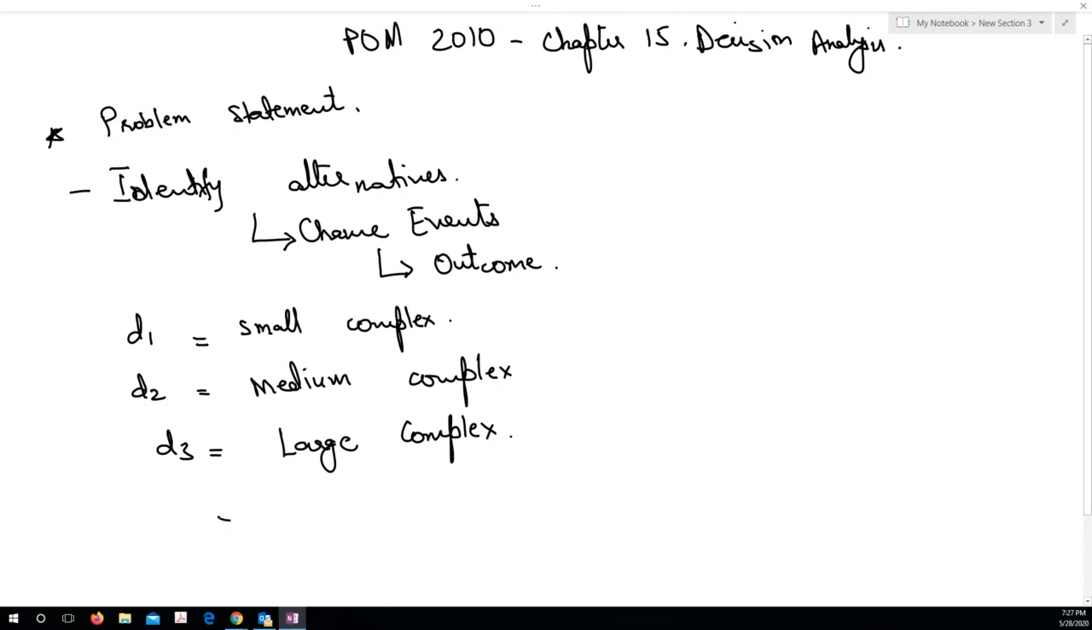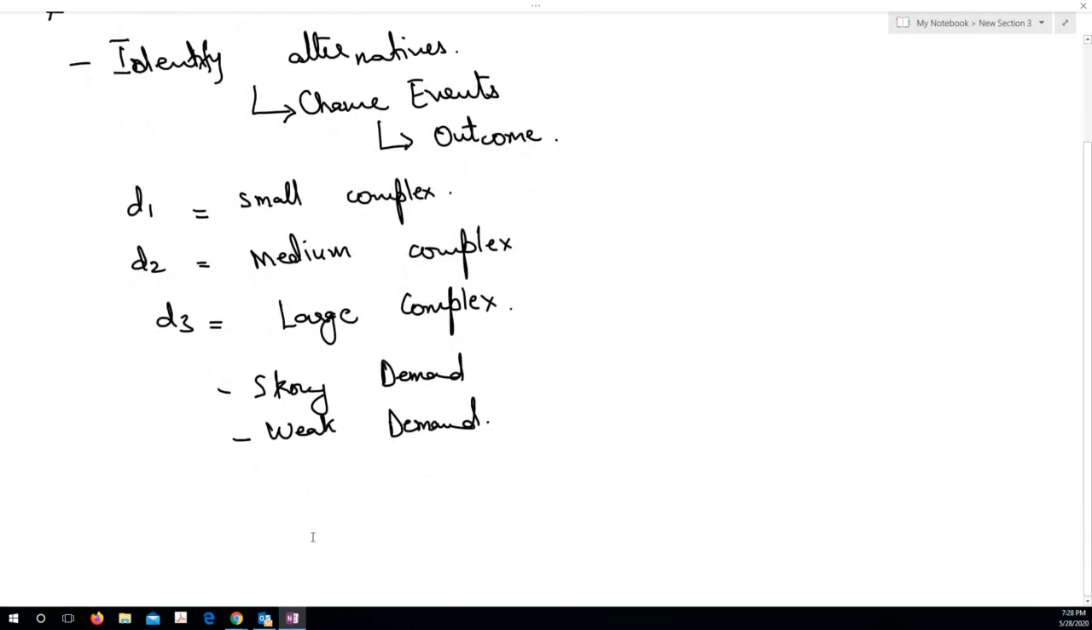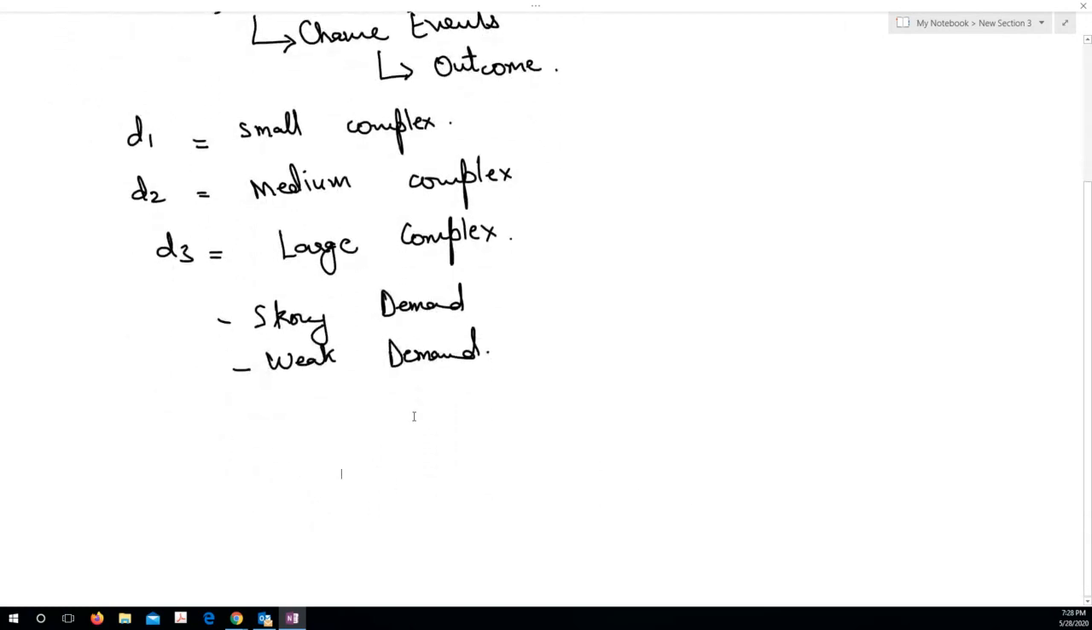One is having a strong demand, and the second one is having a weak demand in the market. Maybe there is no demand in the market, or there's a weak demand, like people are not looking for housing. There can be a recession, there can be anything. So we have to think about what the company should do.